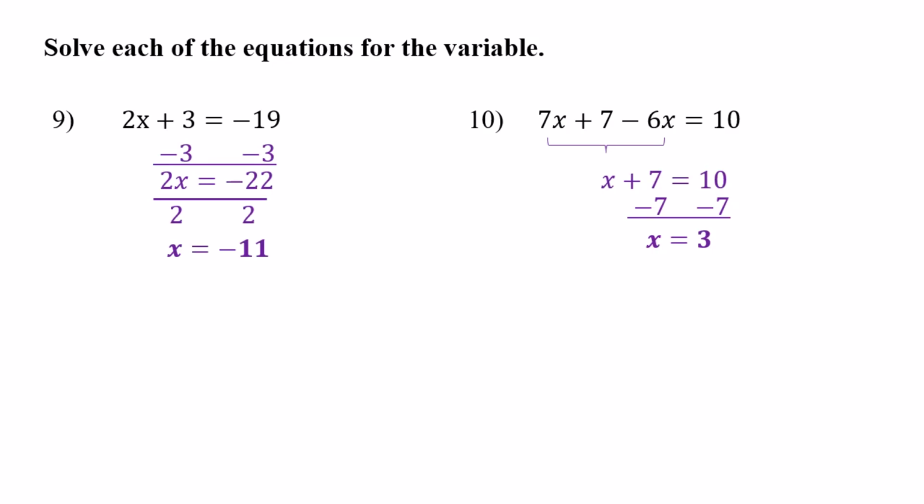For 7x plus 7 equals 6x plus 10, we combine like terms first, subtract 6x from 7x to find x plus 7 equals 10. Then we can subtract 7 on both sides of the equation to find that x equals 3.